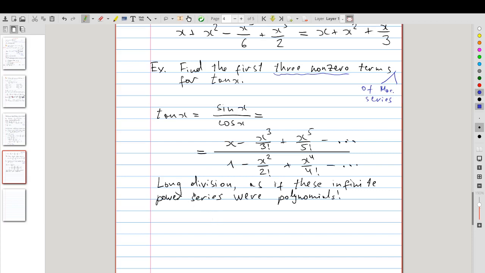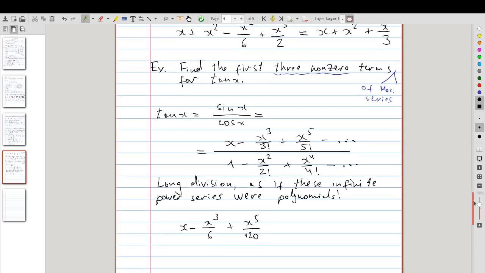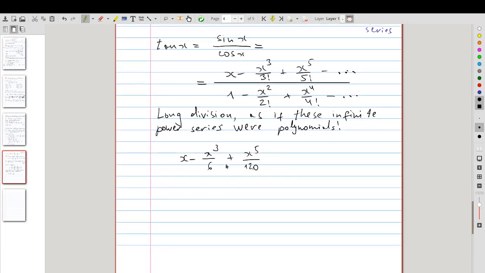So that means we have to divide, let's see, x minus x cubed over 6 plus x to the 5th over 120. So these are the x cubed over 3 factorial and x to the 5th over 5 factorial.